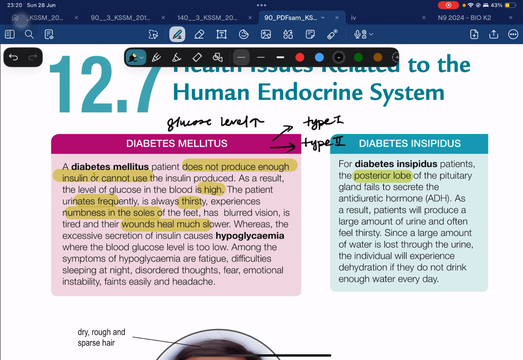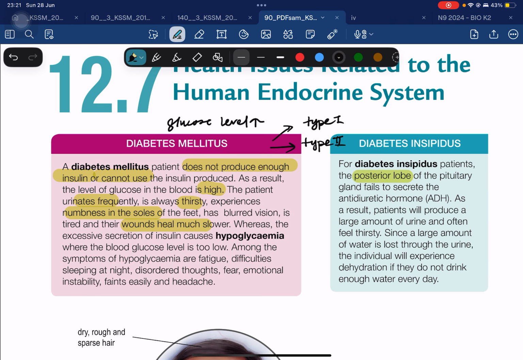For diabetes mellitus, it occurs because the patient cannot produce enough insulin, or cannot use the insulin that is produced. I want to give one extra piece of information, and you will be learning this after this in chapter 13, if I'm not mistaken. Insulin helps in the conversion of excessive glucose into glycogen, and it will store it in your liver or muscle cells. It helps to coordinate and control the balance of our blood glucose level.